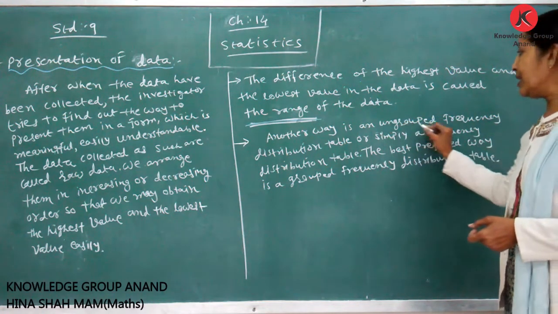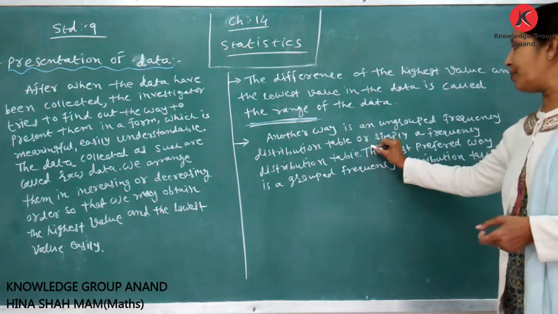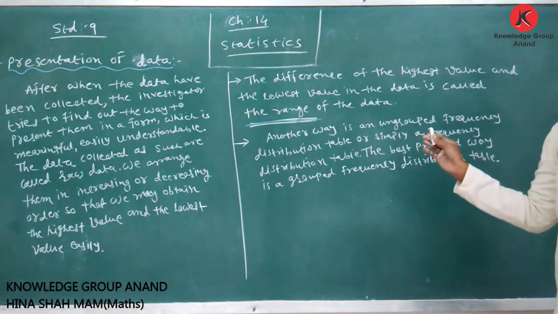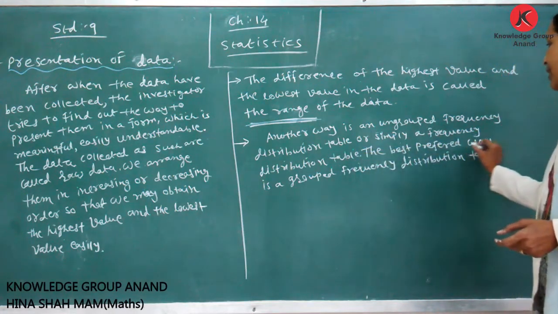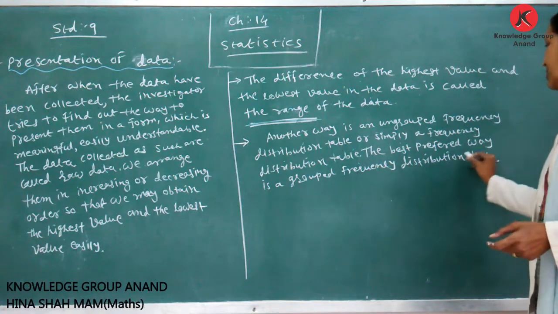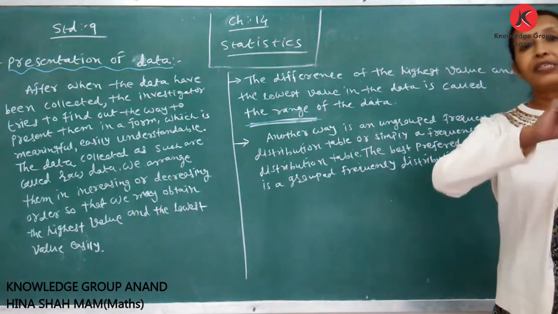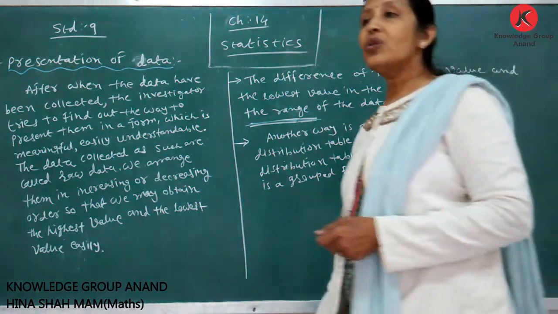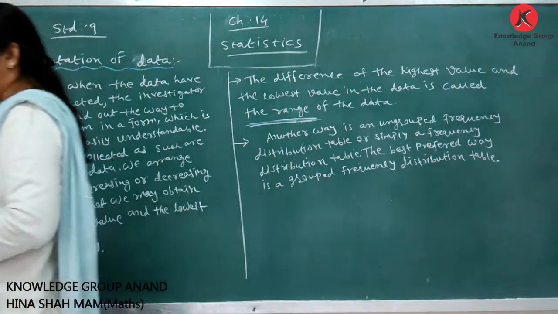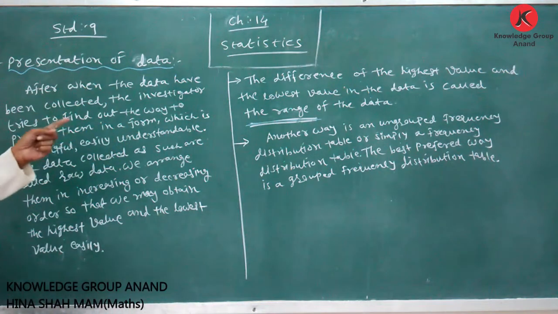Another way is an ungrouped frequency distribution table, or simply a frequency distribution table. The best preferred way is a grouped frequency distribution table. When we write in groups, the data is so easy and understandable. Here, what is range? The difference between the highest value of the data and the lowest value of the data is called the range of the data.